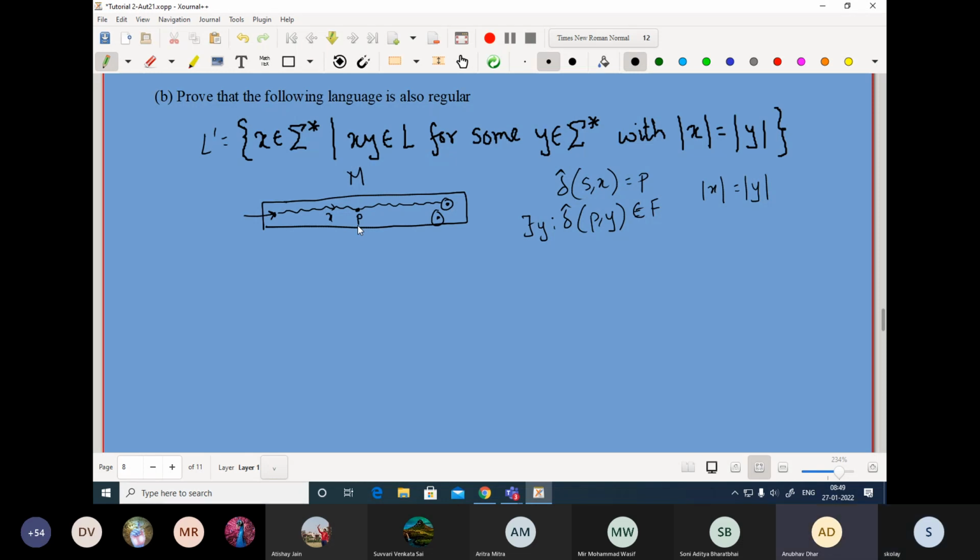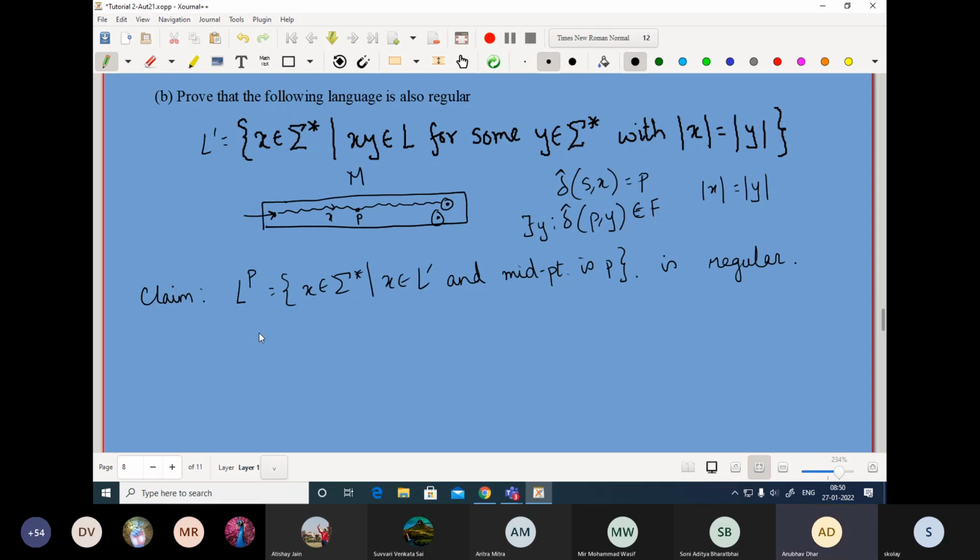Ma'am, we can again define LP such that it is a subset of L dash such that the midpoint is P. And then X belongs to L dash and the midpoint is P. Okay, so this is the claim. The claim is this is regular.